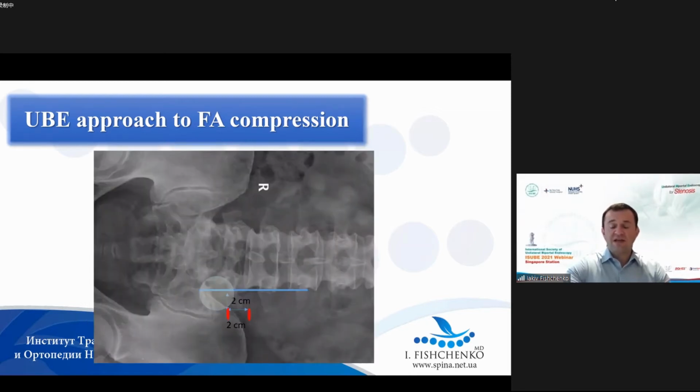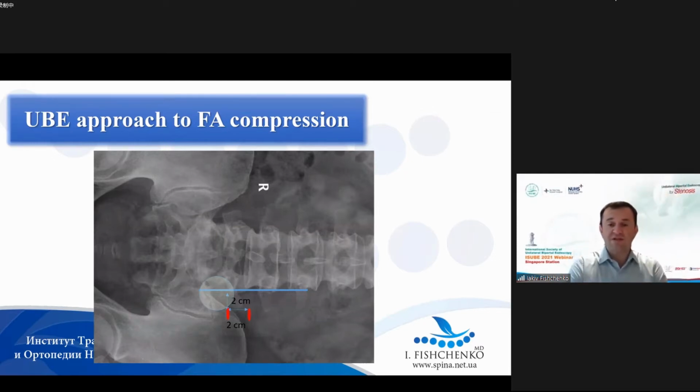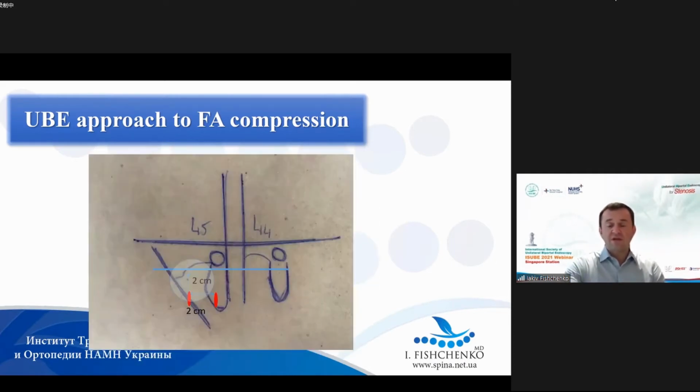So these are the target points for this approach. We move 2 centimeters lateral from the external lateral pedicular line, and 2 centimeters between the 2 incisions. So that's how we draw the target points on the patient.